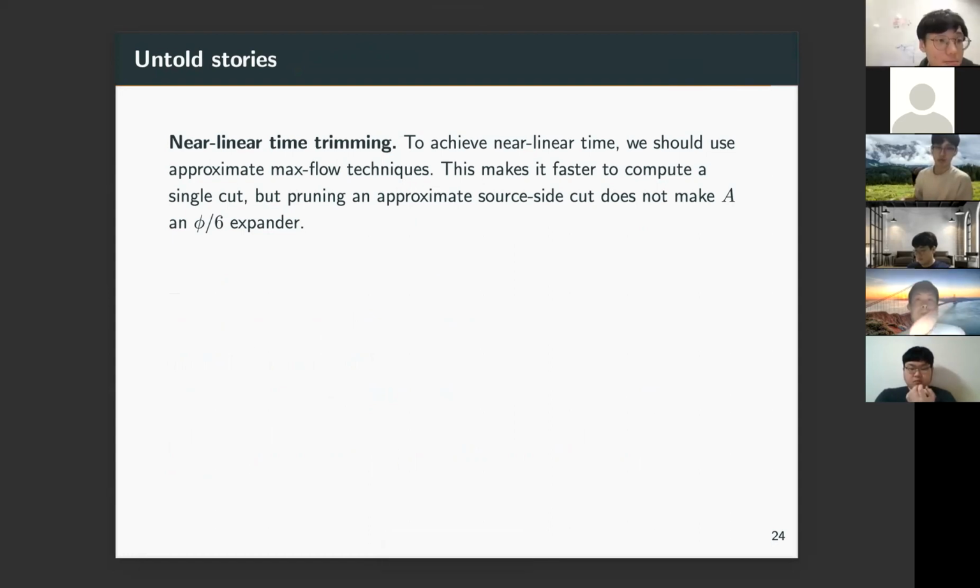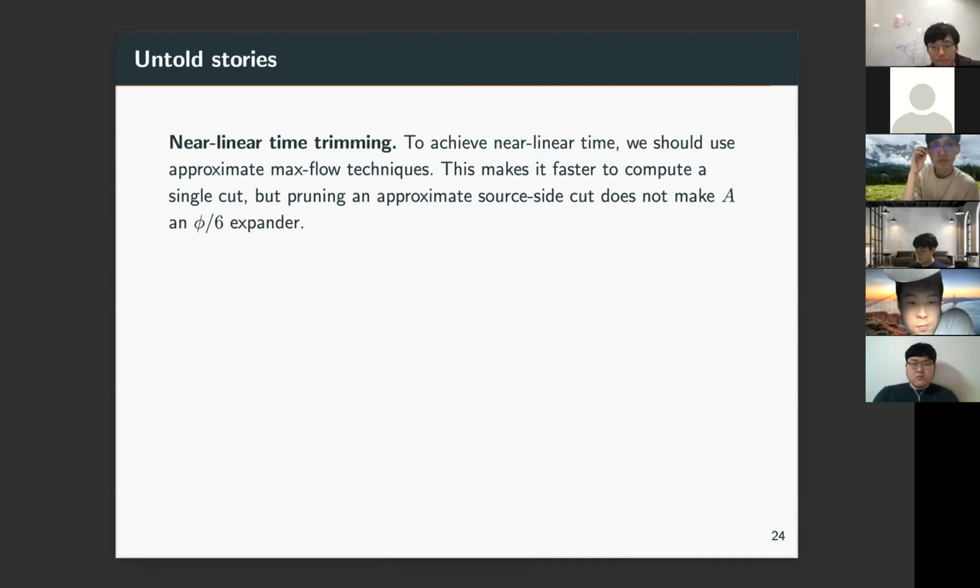So how do we do it? Madry is anyway slow. It is something like m to the 7/10, something like that. It's not near linear time. So if you want to achieve near linear time, you need to use approximate max flow techniques, because when you go back to the original flow construction, it is not a tight flow. So there is a little bit of room for approximation. But in that case, you cannot prune just one time. You have to prune multiple times, like log times.